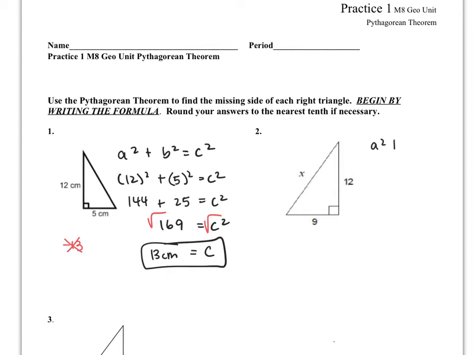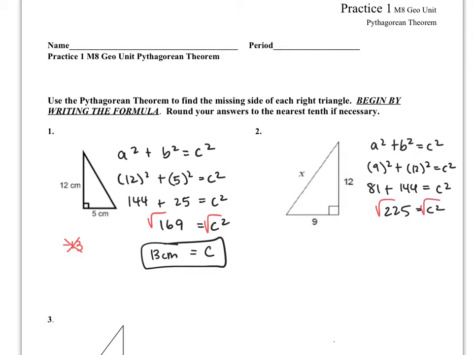For example 2, I'm again going to write my formula. a squared plus b squared equals c squared. I'm going to substitute in my legs, 9 and 12. These are the two sides that form the right angle. 9 times 9 is 81, and 12 times 12 is 144. If I add these together, I'm going to get 225 equals c squared.